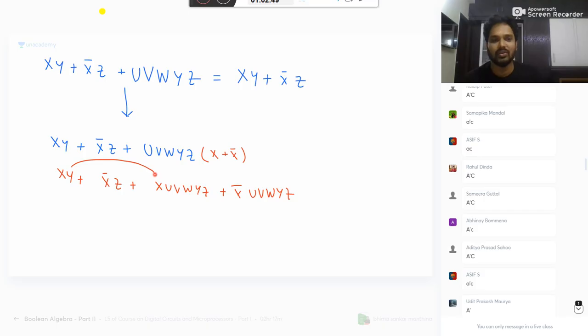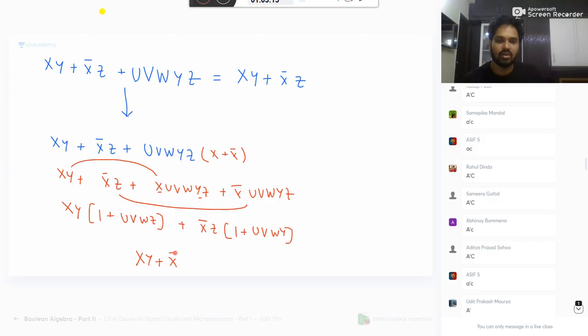Now take xy common: 1 plus uvwz. In these two, take x̄z common: 1 plus uvwy. 1 plus anything is 1. So what is the answer? Now onwards you don't have the problem with the consensus law. Whatever they give, whatever the way they give, you will be able to answer. Keep our rule in mind, that's all.